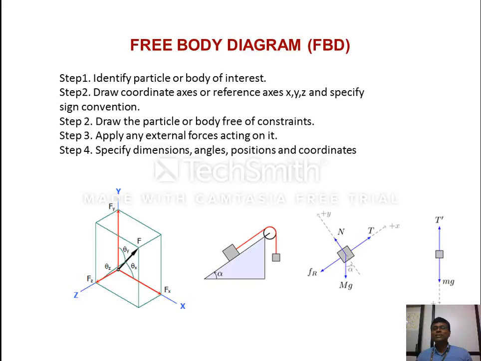You look at this, there is the tension T and the mg which is acting, and you have to specify which one you are taking as positive or negative. Once your sign convention is specified, then you can easily proceed. So this is the part of interest.